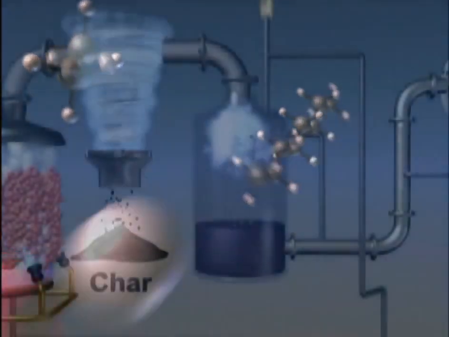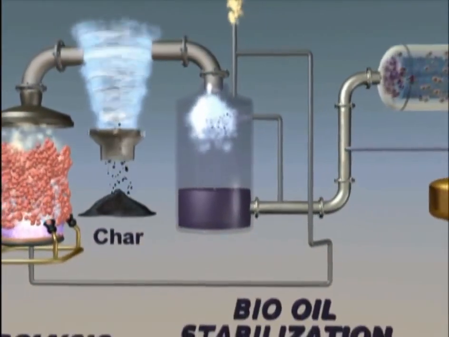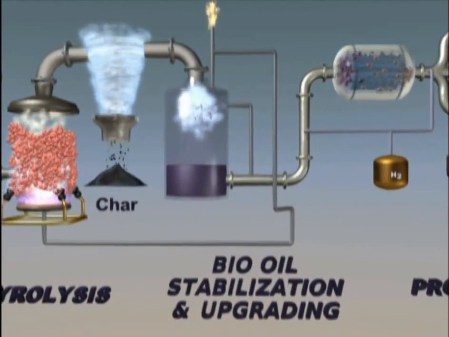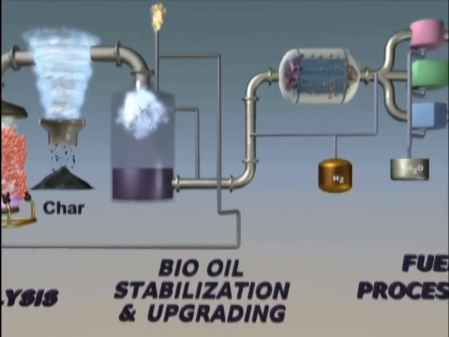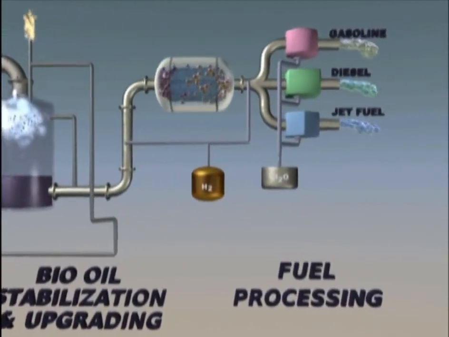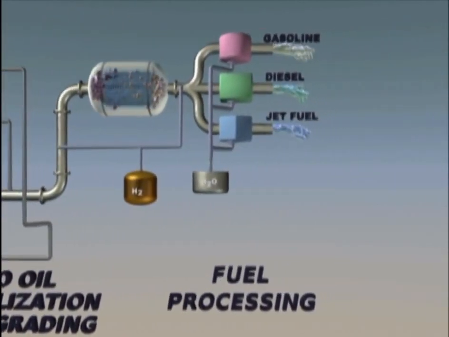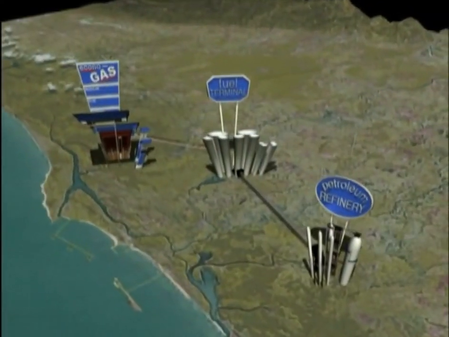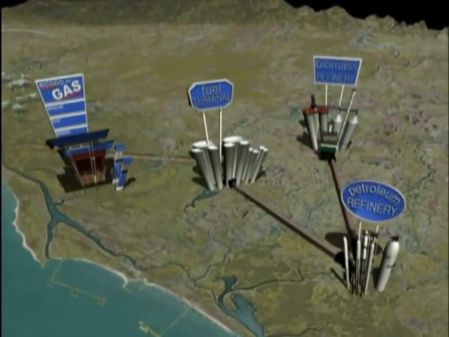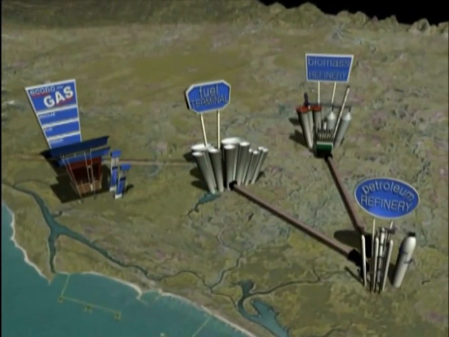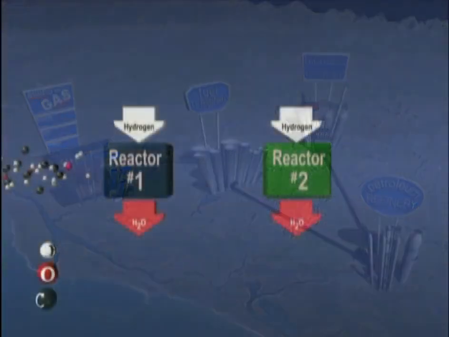Other processes to remove oxygen are also being examined. Eliminating oxygen creates a less reactive bio-oil with lower acidity. The less reactive bio-oil may be stored longer and is more suitable for use as a fuel oil. The less acidic bio-oil may be more readily accepted into current infrastructure by achieving chemical compatibility with infrastructure materials such as pipes, reactors, and tanks.